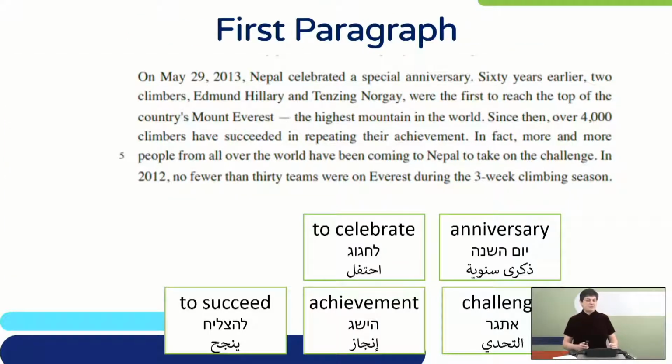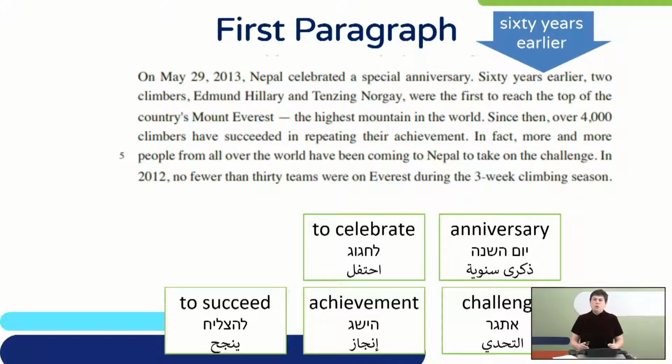Let's look again at that first paragraph. What do we see here? 60 years earlier. That's a transition. That's one of those discourse markers that tells us what's going on. We had a specific date in 2013, and 60 years earlier, Edmund Hillary and Tenzing Norgay reached the top of the mountain. So we're putting a spot in time and then using that reference to say what happened before.